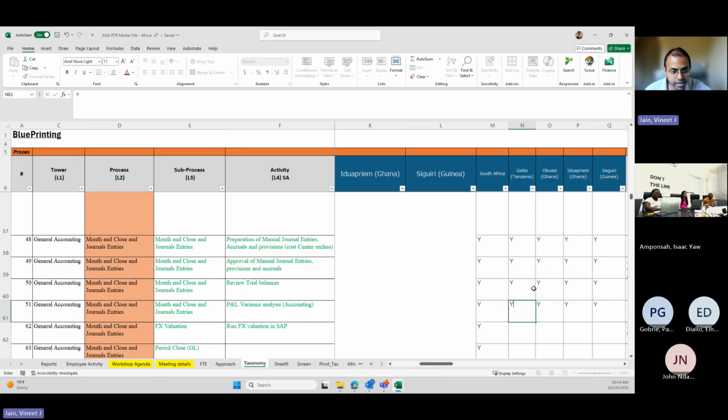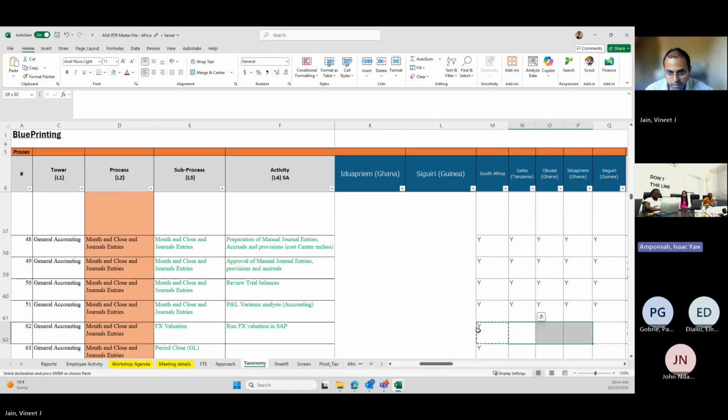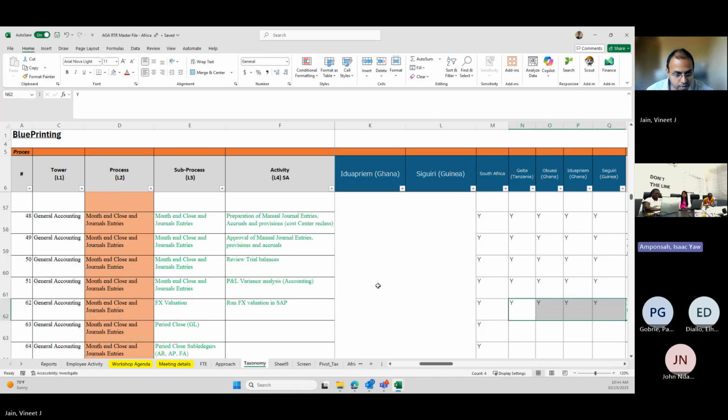And any kind of variance analysis, like last time accounting, so for example, sales expenses were this much, this time that much, any kind of variance analysis you do? Yes. Okay, for all the sites. And you run the FX valuation in SAP, right? Correct. Okay, you run it.